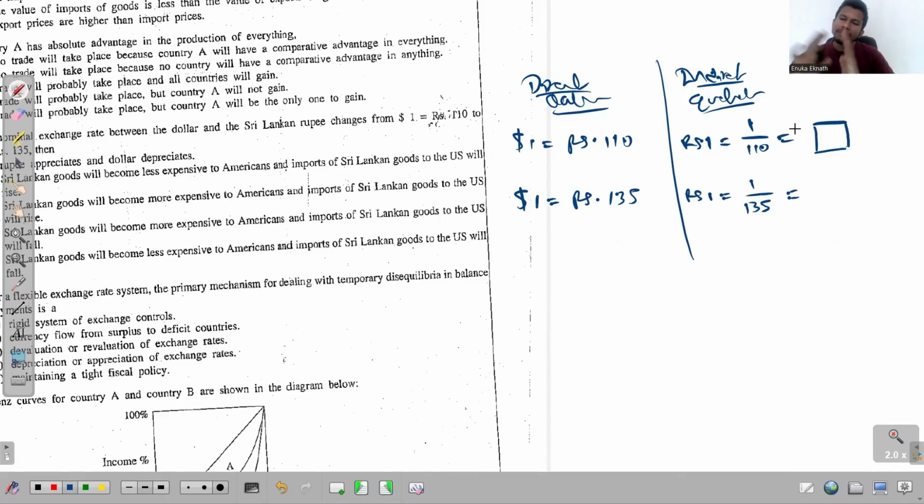I don't know the value, but just imagine that this is the size of the value. But in the second case, you divide that same one by a higher value. The denominator is greater than the previous denominator. And so what will happen to this? Whatever the value you receive, that will be smaller.